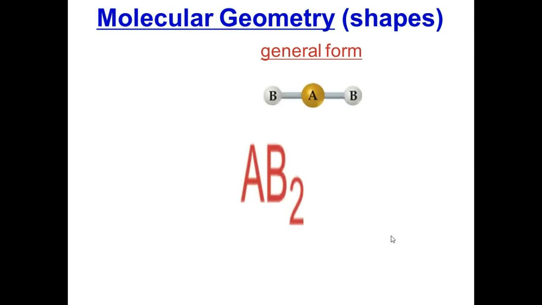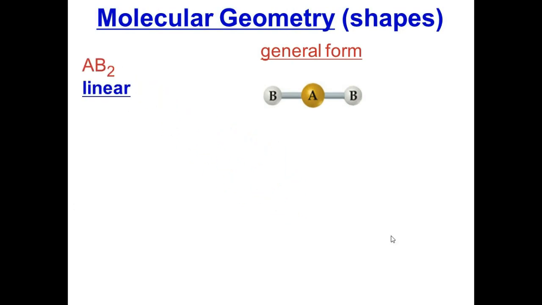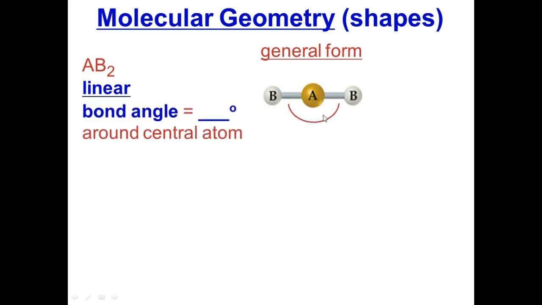After we get the general formula, we can predict its shape. Here we're going to go over all the shapes. We have AB2, where A is the central atom, and B represents the bonds, or the number of atoms it's bonded to. There's 1 bond here and 1 bond here, so there are 2 bonds total, so only 2 electron domains.